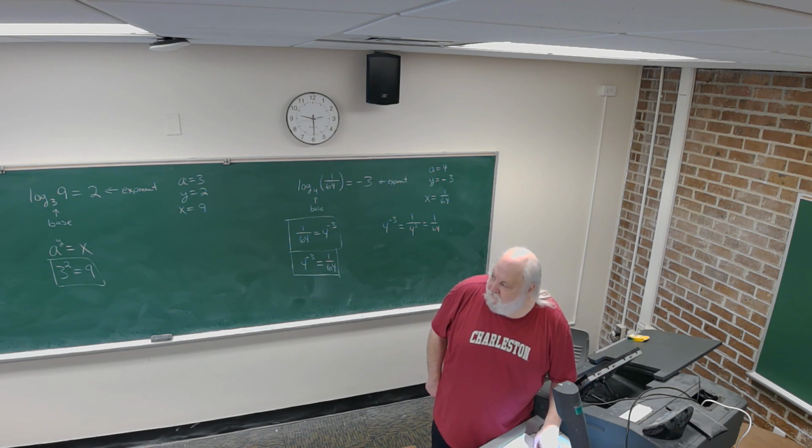Now, the inverse function for f of x equals 2 to the x can be found by reflecting the graph of 2 to the x across the diagonal line y equals x. By taking points on the graph of 2 to the x and switching the x and y coordinates, we get the graph of g of x, which is log base 2 of x, which is basically what I did.